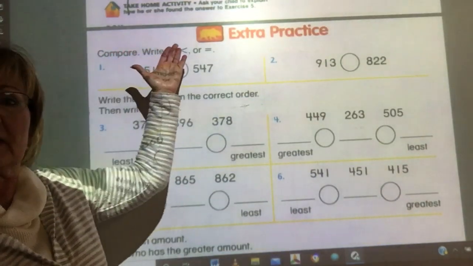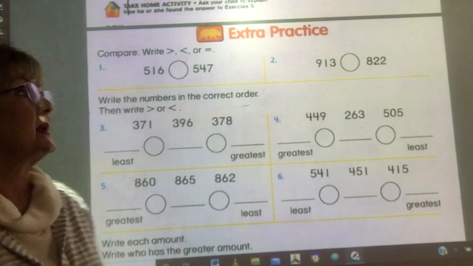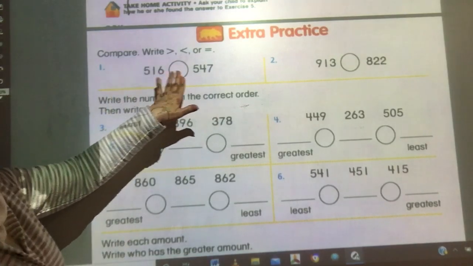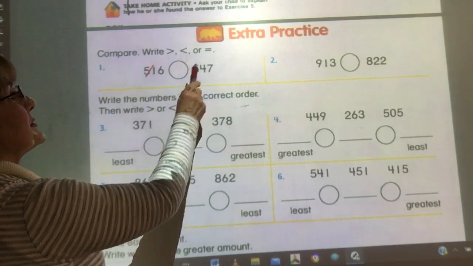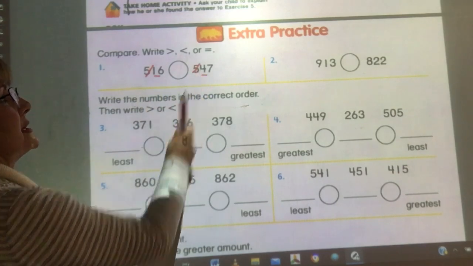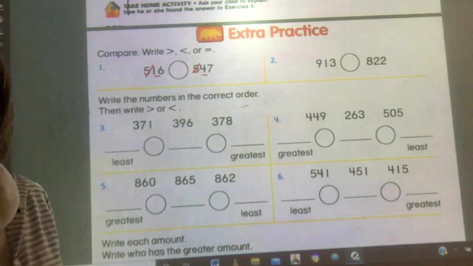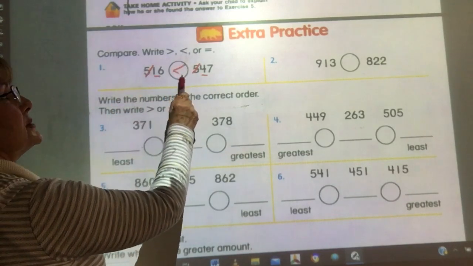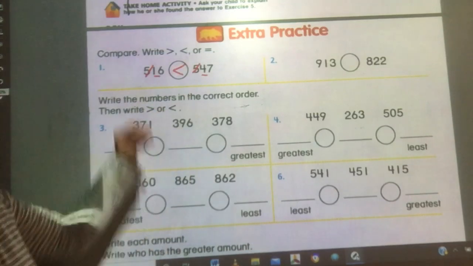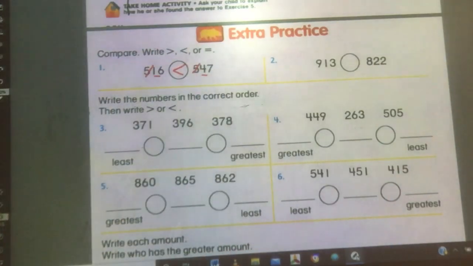Compare greater than, less than, or equal to. So what does it say? 516 is what to 547? Well, the 5s are the same. You're looking at the tens place. The 4 is greater, so this is less. We're going to point to the smaller number, right? The mouth is open to eat the big number.